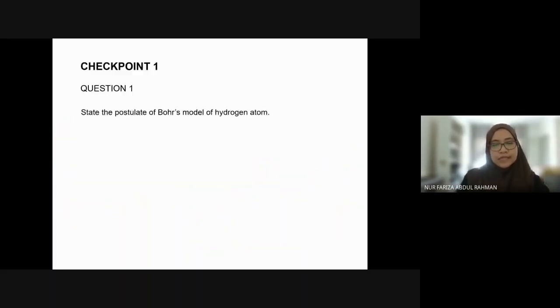Okay, question number 1. State the postulates of Bohr's model of hydrogen atom. Based on what you have heard from my lecture just now, please do not refer to the slide. Based on what you have understood, try to come out with the postulates of Bohr's model of hydrogen atom. If you are able to do so, that means your hearing and your understanding are very good. Those who did not catch anything, please refer to the slide. I give you maybe 2 minutes to do that.